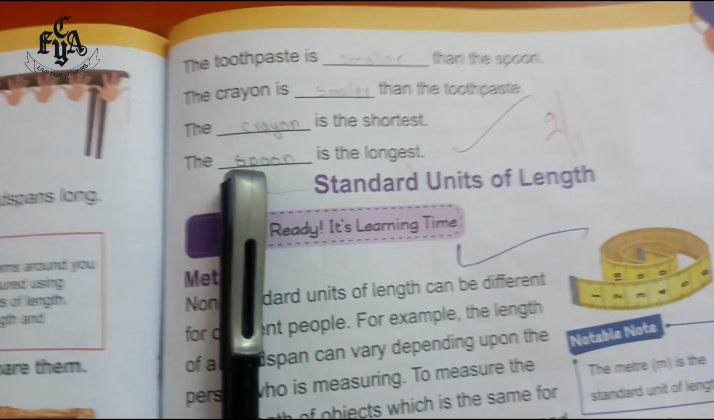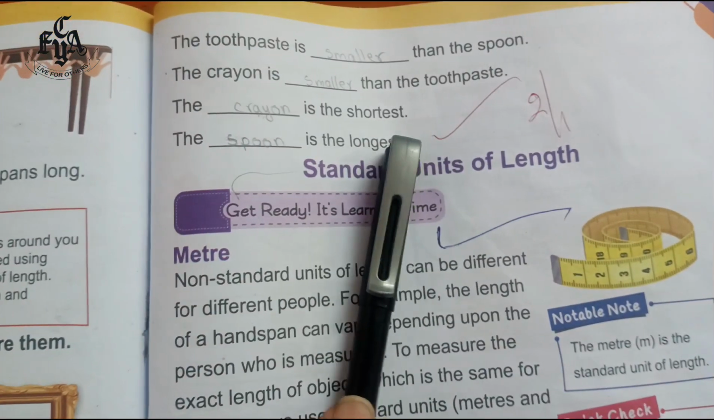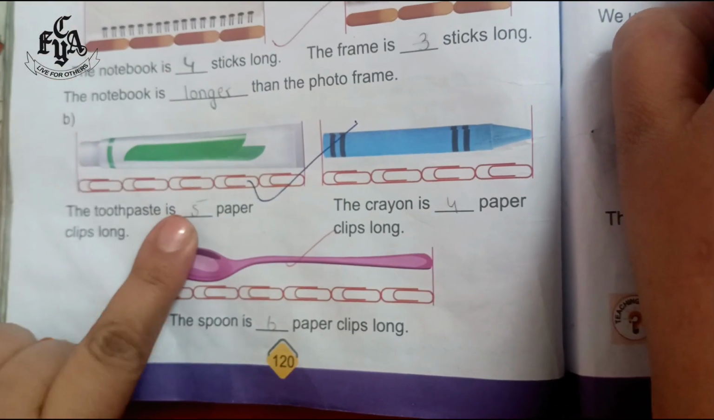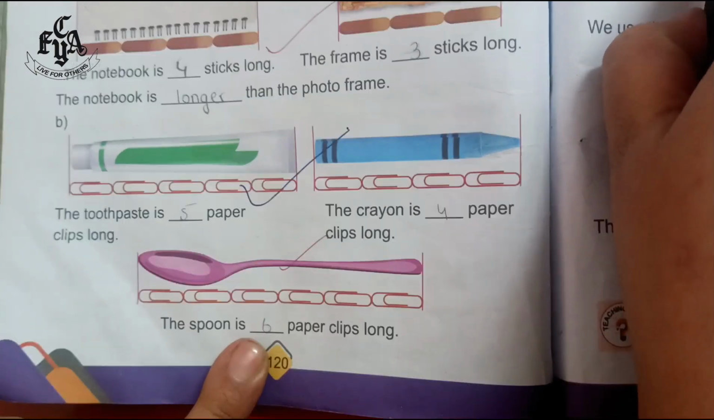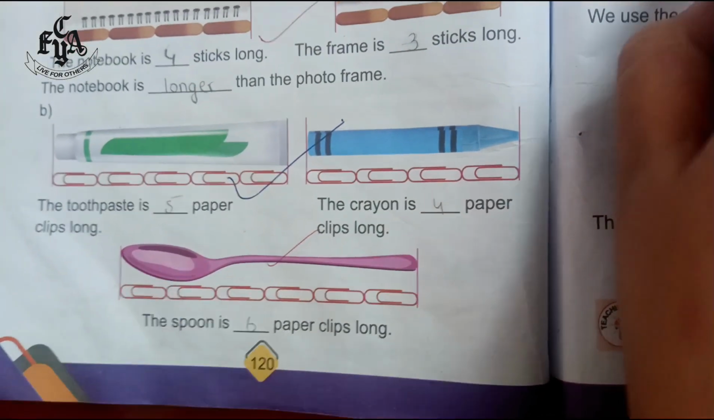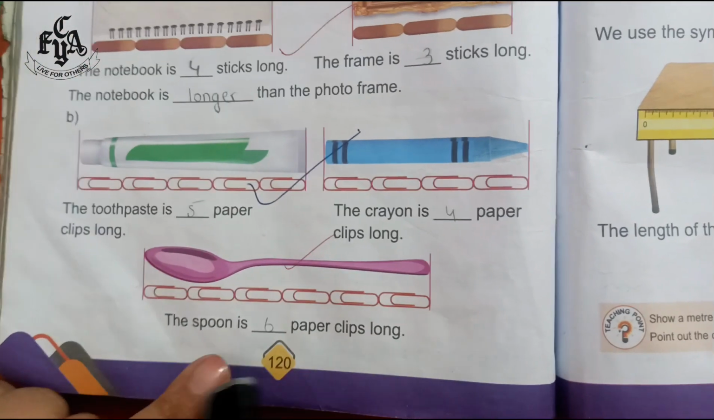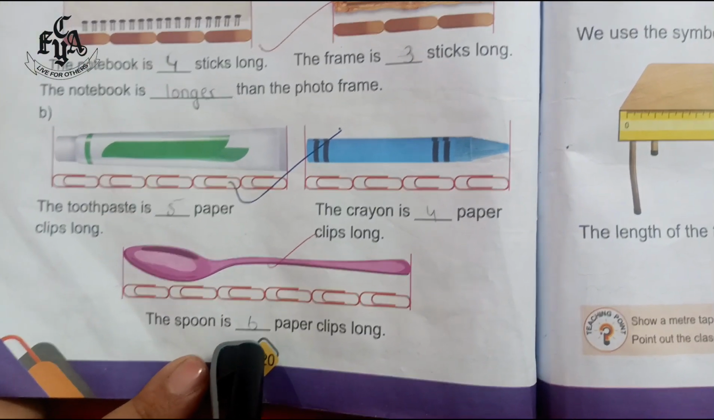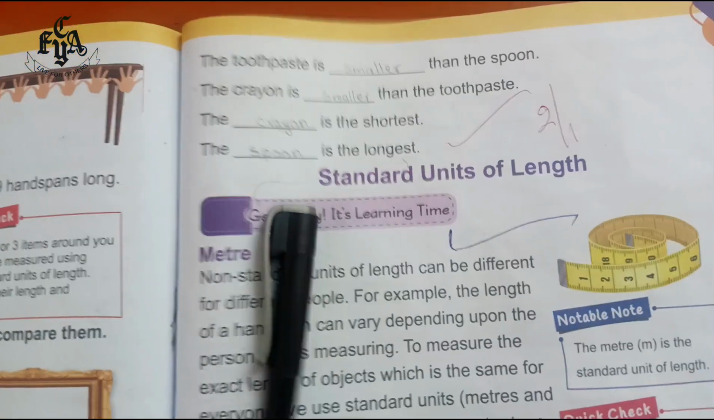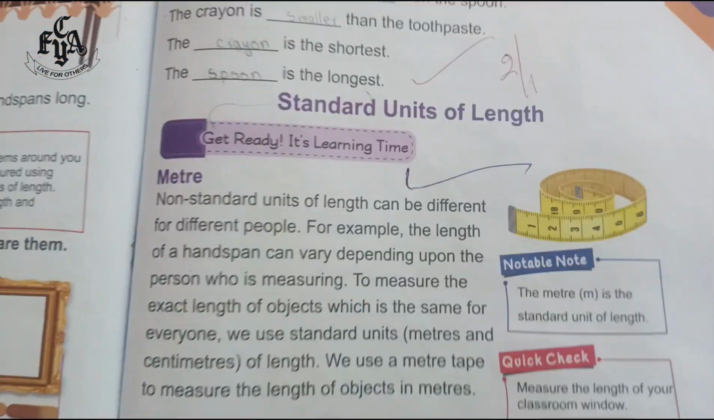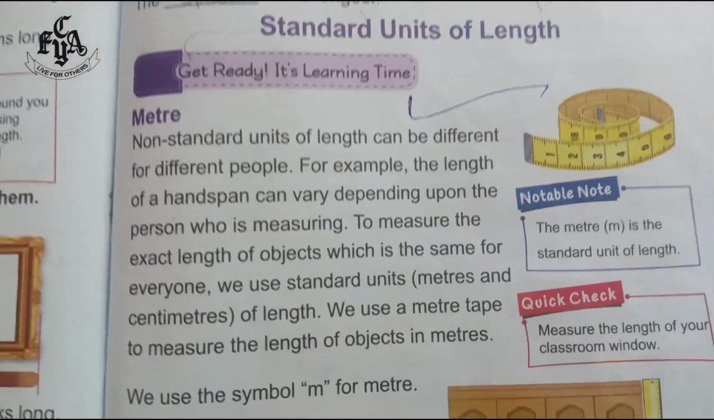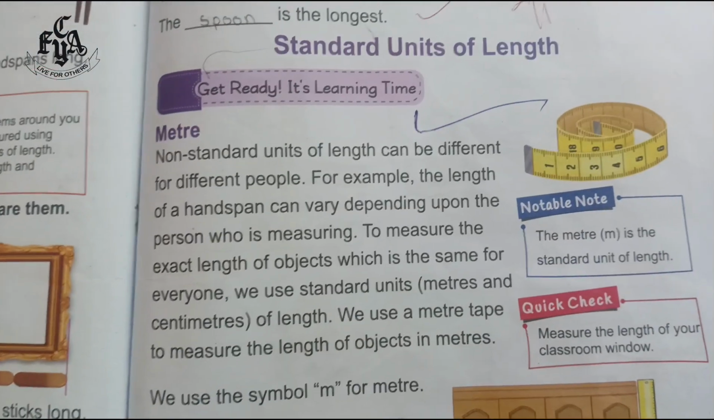And another one is the crayon is the shortest. Why? Because among all, the toothpaste is 5, the spoon 6, and the crayon is 4. That's why it is shorter. And the spoon is the longest because the spoon is 6 clips long, while the others are 5 and 4. So this is the longest of my exercise.